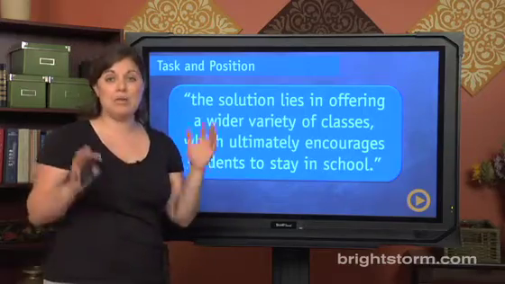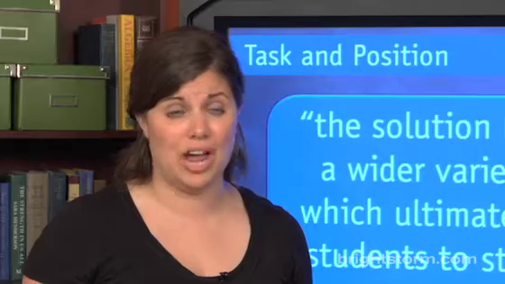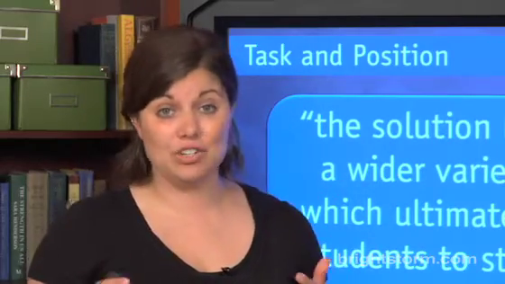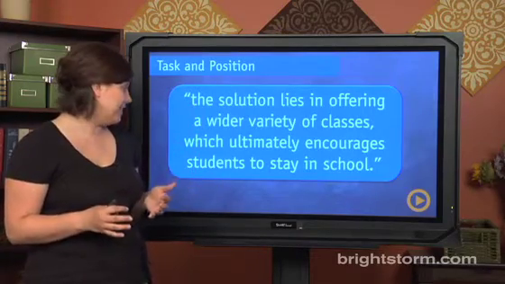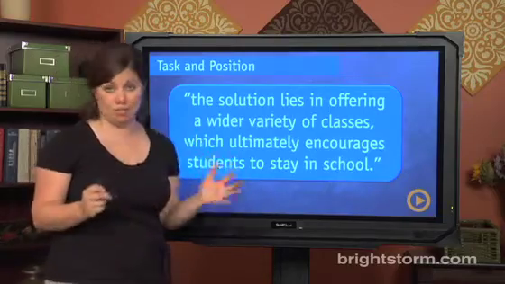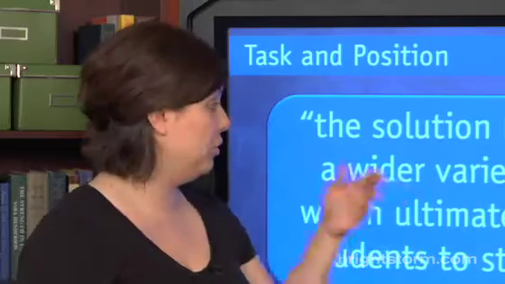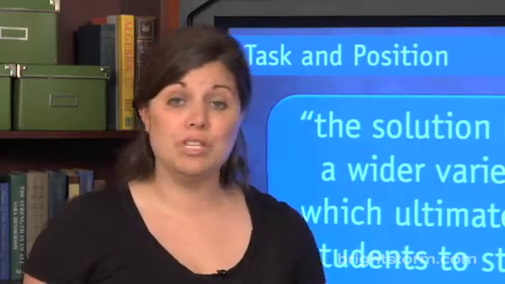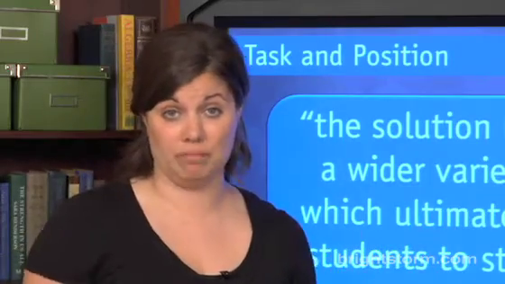So let's talk about how it did with task and position. This essay did a really solid job of setting up the task, showing an understanding of it, and then taking a strong position. Very clearly, the essay states, "the solution lies in offering a wider variety of classes, which ultimately encourages students to stay in school." They're not straddling the fence. They tell you what it is they're going to prove, that they should go with offering a wider variety of classes, and gives the reason. The reason behind this is that it ultimately encourages students to stay in school.